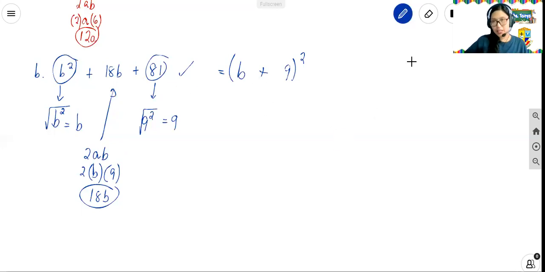Now, what if there is a minus sign? What if your example looks like this?